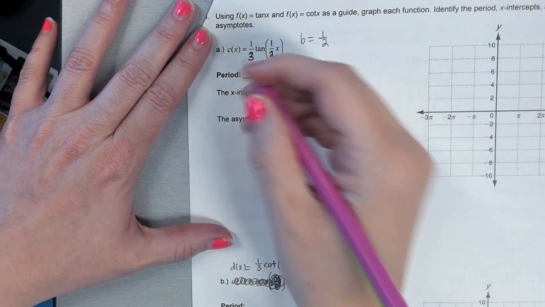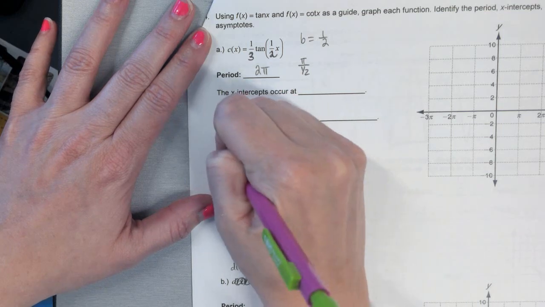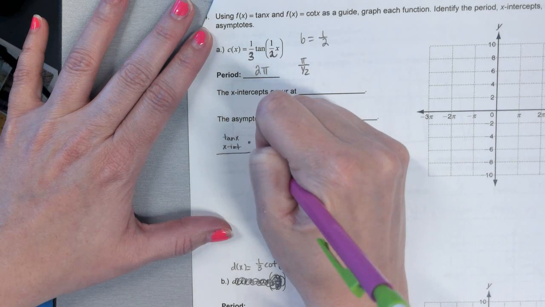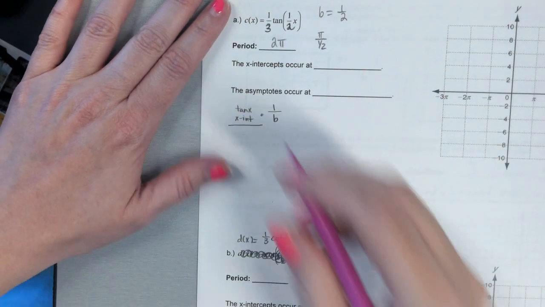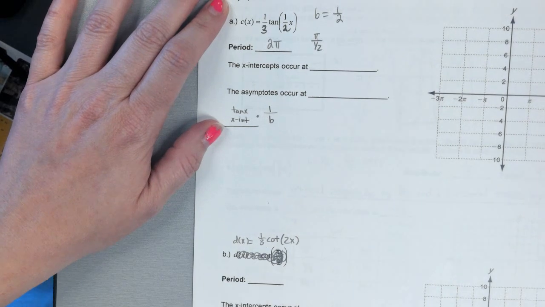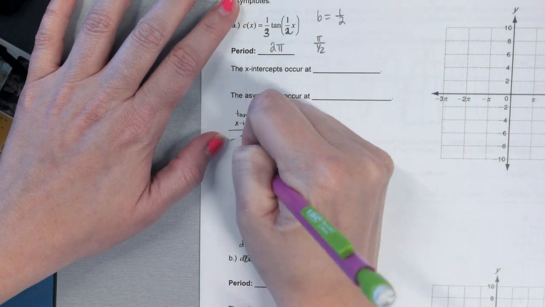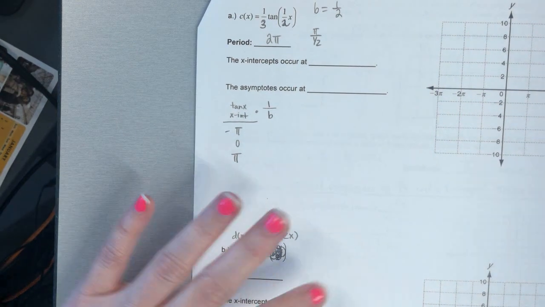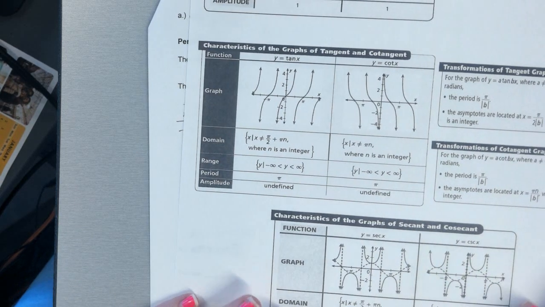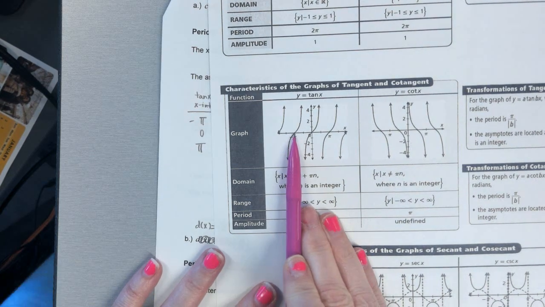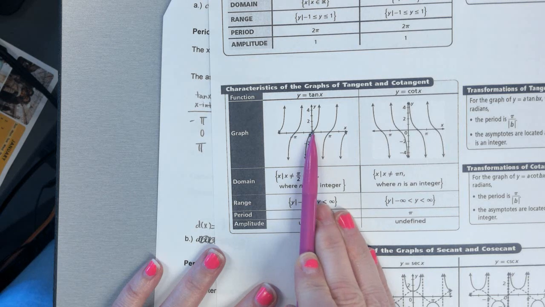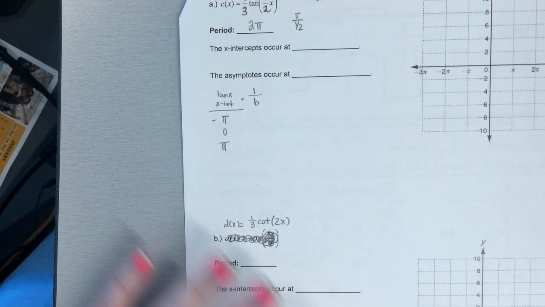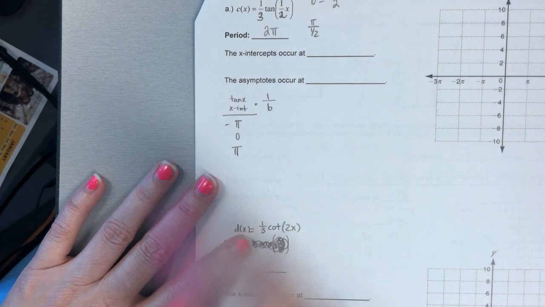To find the x-intercepts, you take the x-intercepts of the parent function and you multiply them by the reciprocal of b. So you multiply them by 1 over b. For the tangent, I know that many of us have these memorized by now because we've done this several times. It's negative pi, 0, and pi. But if you're worried about getting them mixed up, remember you do have your parent function. So you can just look at the parent function graph and you have negative pi, 0, and pi. Then we're going to multiply by the reciprocal. So if b is 1/2, what's the reciprocal?